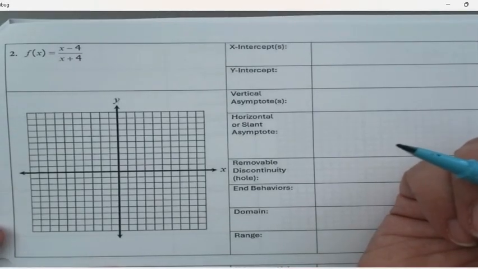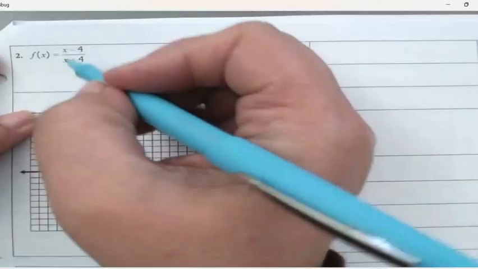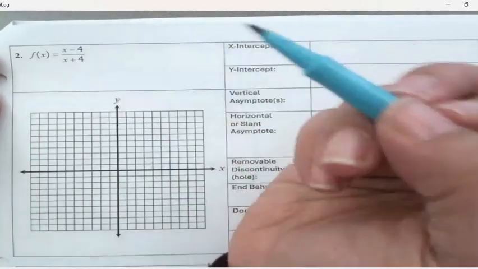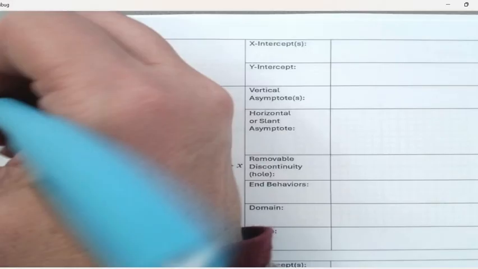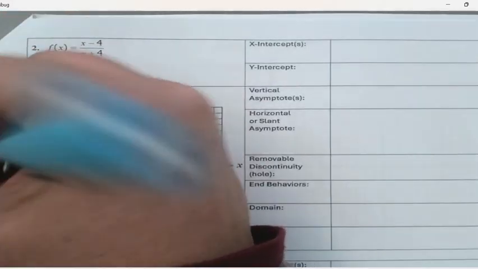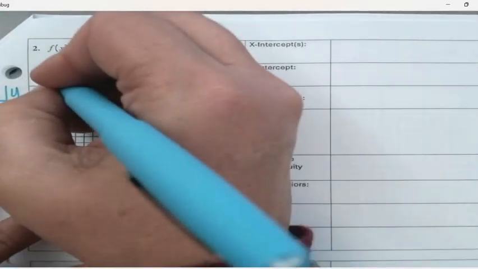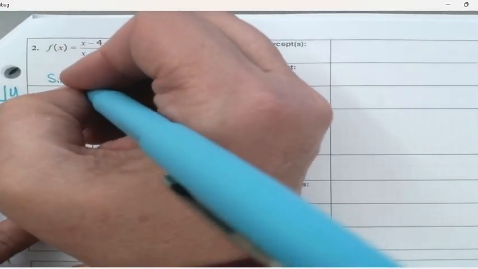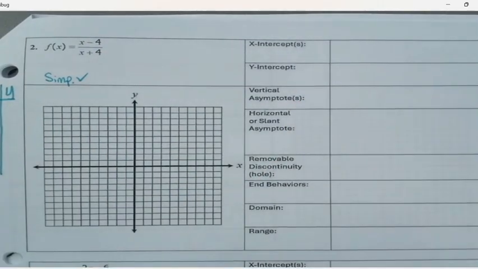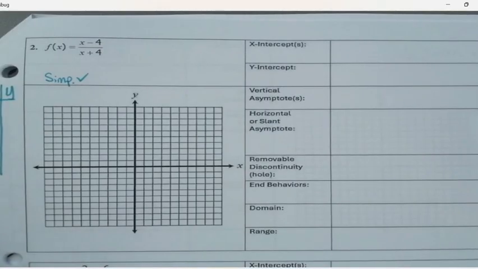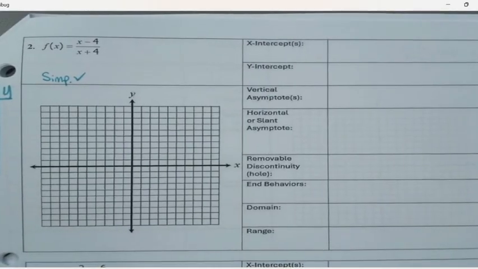All right, let's graph. F of x equals x minus 4 over x plus 4. These are both binomials. Is there anything that I can factor and cancel out of them? I don't see anything, okay? I'm going to go ahead and put my table over here, and I'm going to write that I tried to simplify it, and there's nothing to be simplified. And now I'm going to follow through all of my steps to make sure that I do everything I'm supposed to do now to find all the pieces.